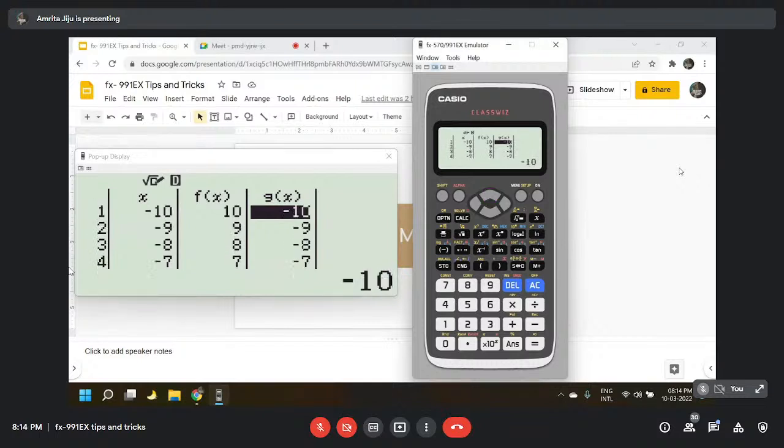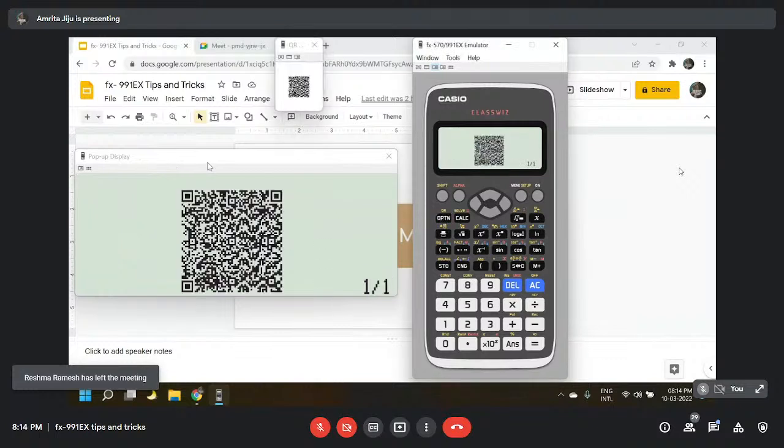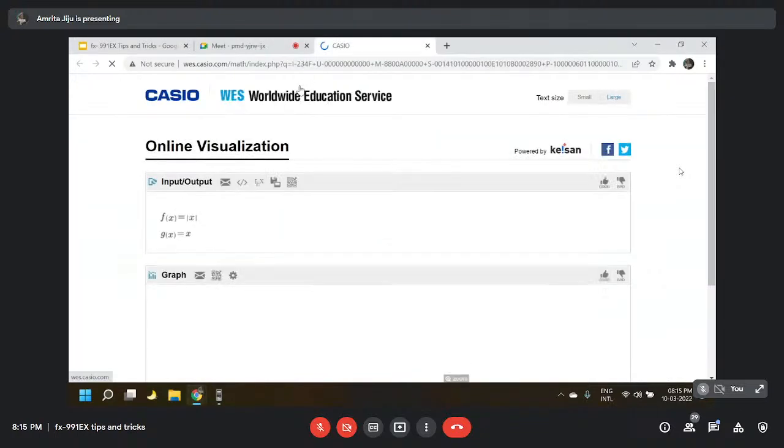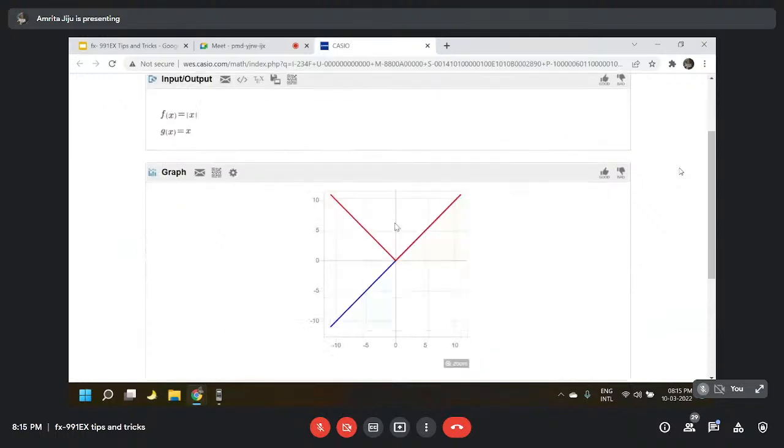Now I'm going to introduce you to the QR function of this calculator. You can actually generate a QR code for this set of equations. What you have to do is click shift and go to options. You have a QR code here. Since I'm using the emulator, I have a QR code also here. We just click the QR code. It will redirect you to the official website of Casio, where you can see the function that I already entered. And here we can see the graph of that function.